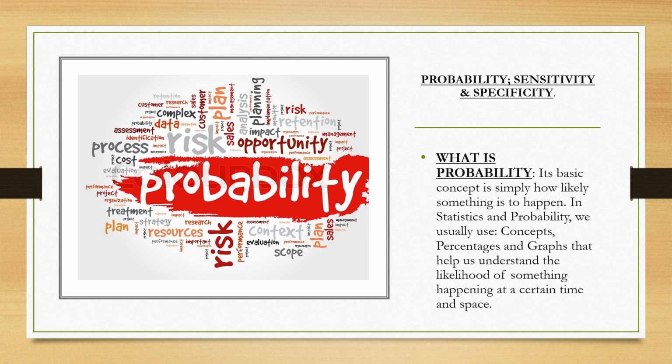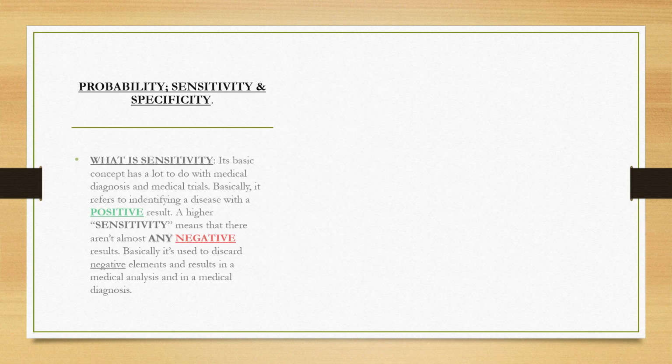So we're going to go over, overall, what probability is. Its basic concept is simply how likely something is to happen. It's to know what the chances are of me doing this, or, now that it's Valentine's Day, what the chances are that she will say yes to my date, or in extreme cases, the chances of something like a disaster happening. Scientists use this a lot. And then we have subtopics as well.